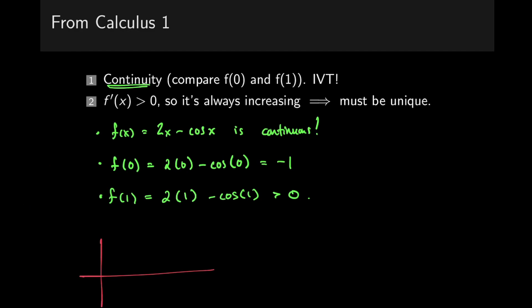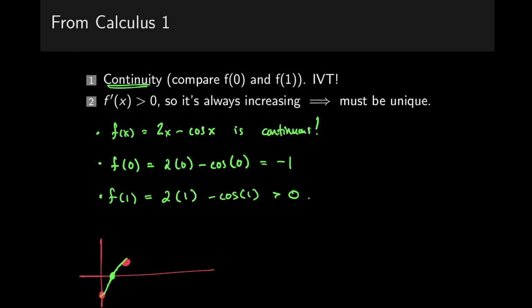At f of 0, f of x is down here. At f of 1, it's like up here. So somewhere in here, it has to cross the x-axis. Right? If it's continuous, that has to be the case. You can't pick up your pencil. You can't have the limit not exist there, right? It has to fulfill all these things.